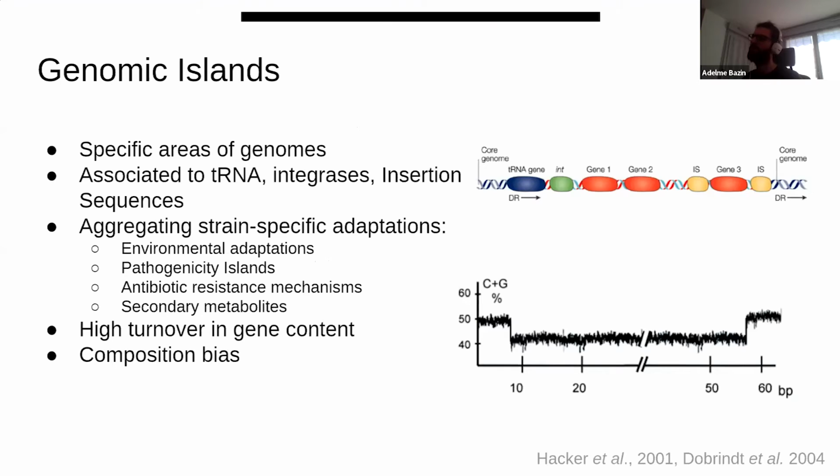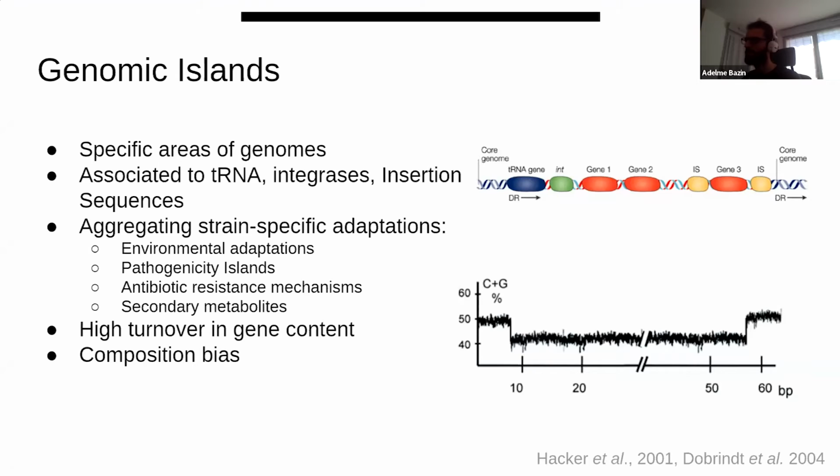Genomic islands are specific areas of microbial genomes. They are often associated to tRNA genes, to integrases, to insertion sequences. And they have been of very high interest to microbiologists for the past 20 years because they aggregate many strain-specific adaptations, such as environmental adaptations, pathogenicity islands, antibiotic resistance mechanisms, and from time to time, secondary metabolites as well.